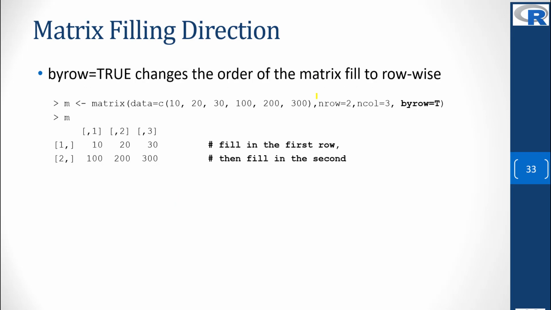If I change that to true here, you'll see that it changes the ordering, the way it fills in the matrix. 10, 20, 30, and it's going across in the rows before it starts on the next row. So it's filling in each column of that first row and then going down to the next row. So this by row equals T argument will change the fill behavior of the matrix command from its default column-wise to row-wise instead.